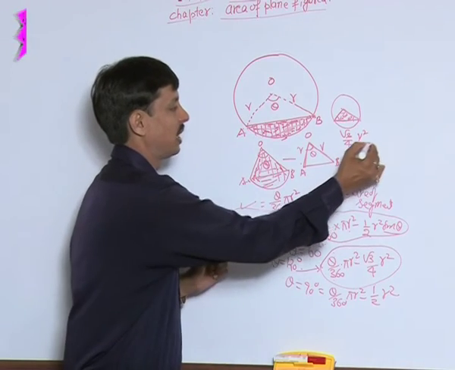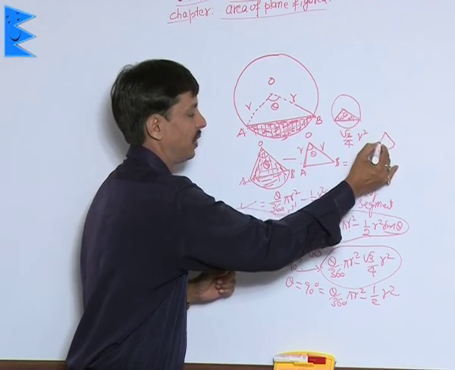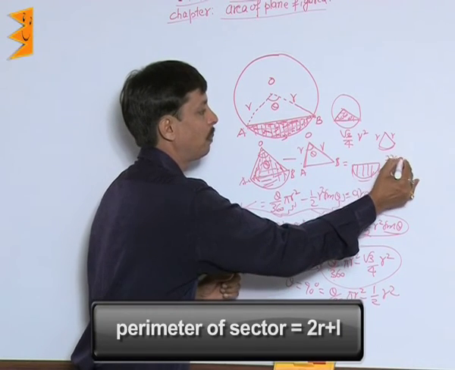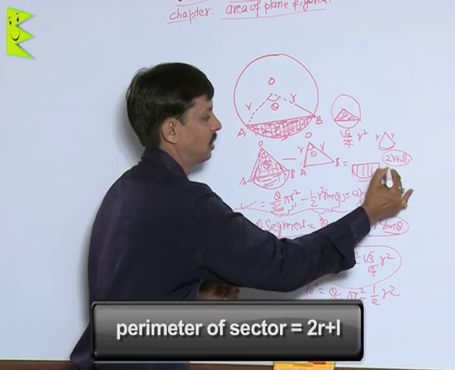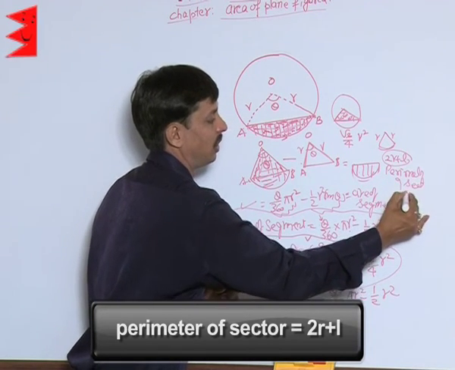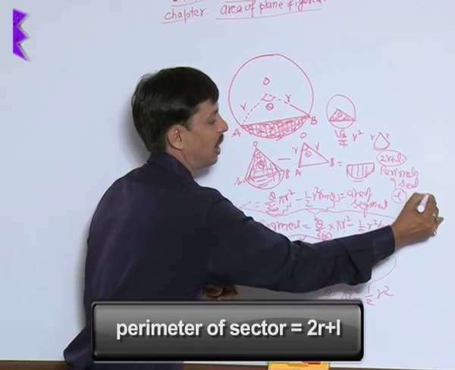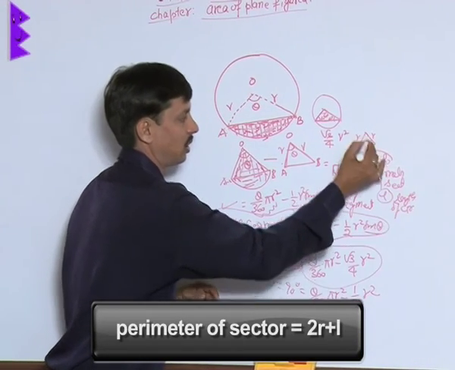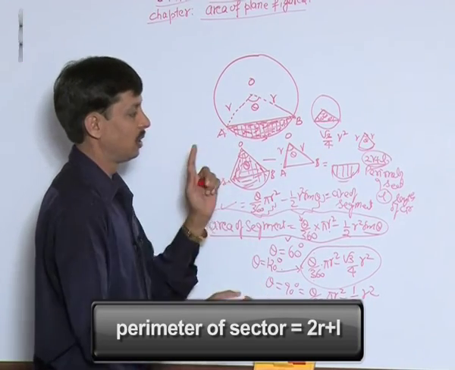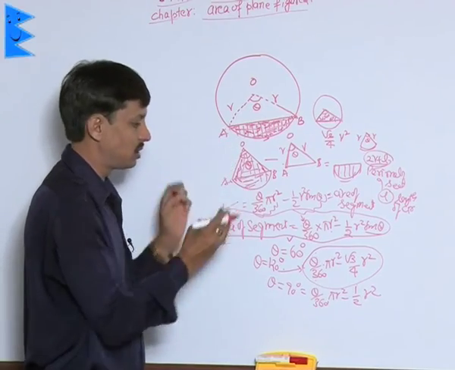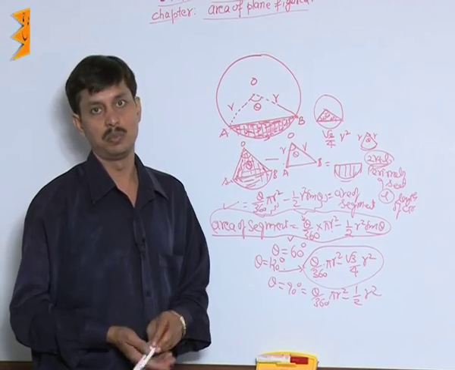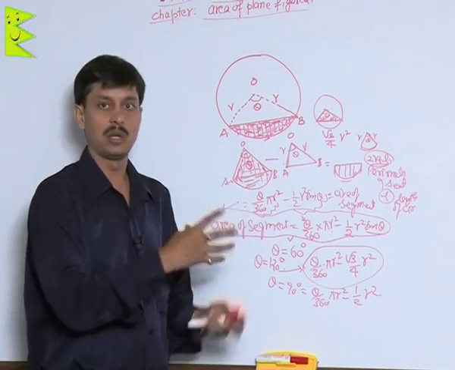And the last, if somebody asks you what is the perimeter of a sector, then you have to say this is r, and this is l. So 2r plus l is known as the perimeter of the sector, where l is the length of the arc. So this is the formula for finding the perimeter of a sector. So all these required results have been finished. Now we will discuss with you the application of this part.